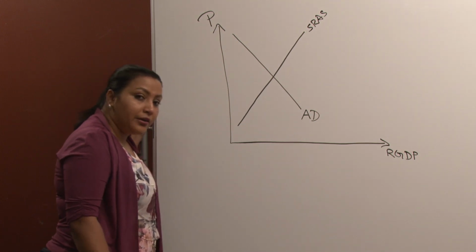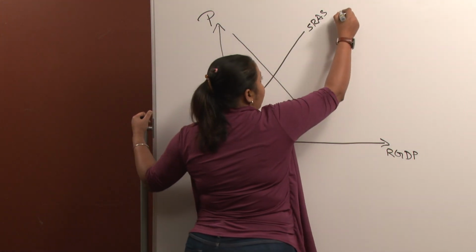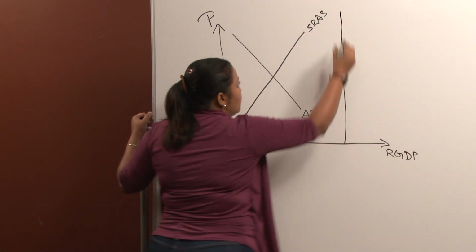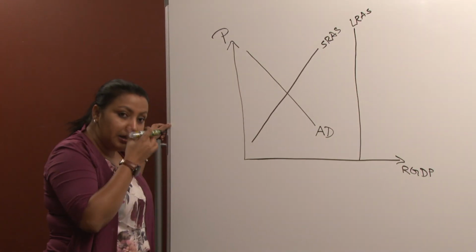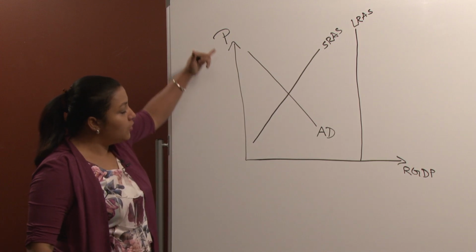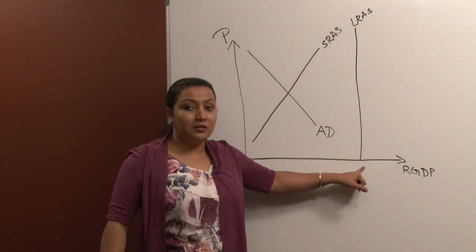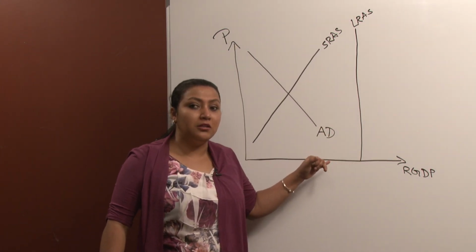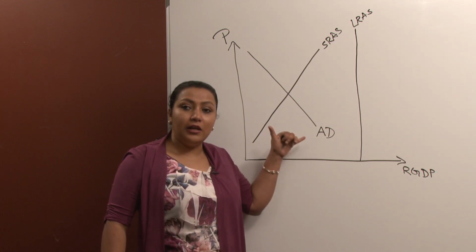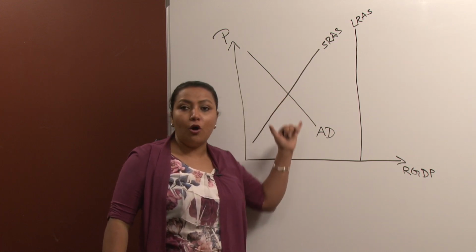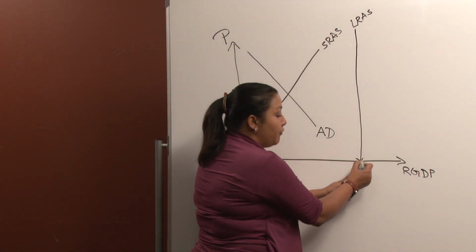Now, your long run aggregate supply does not look similar to the short run aggregate supply. The long run aggregate supply is actually a vertical straight line, LRAS, which basically means that no matter what happens to the price index, the real GDP of the economy is fixed. That is what that vertical line means, that no matter what happens to the price level in the economy, whether you have inflation or deflation, there is no change in the real GDP of the economy.